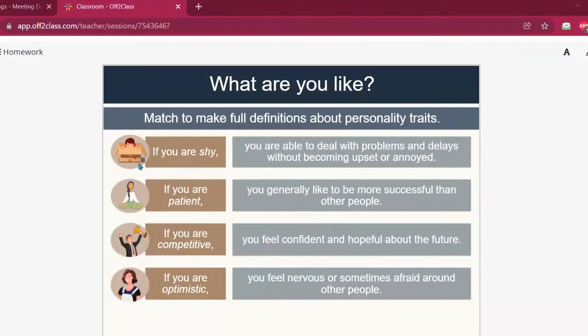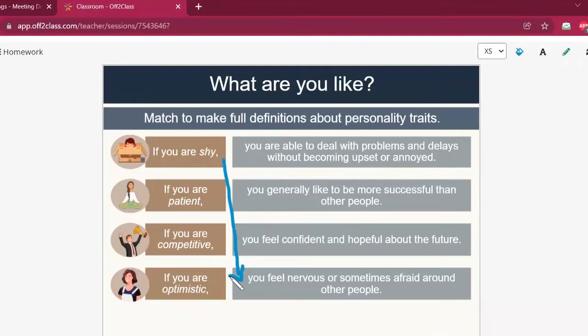So today we're talking about the abilities and qualities like last time, but in a different way. Today we're talking about the adjectives, ed and ing adjectives, okay? So let's start. For example, the first personality trait: if you are shy, you feel nervous or sometimes afraid around other people. So if you're shy, you feel nervous and sometimes afraid of other people.